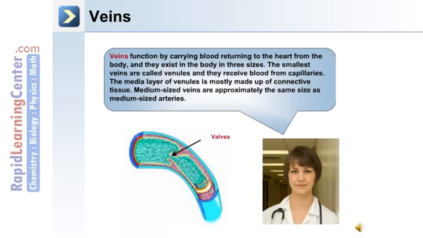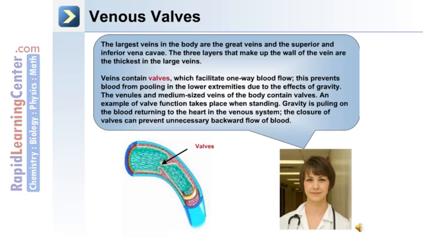The other major blood vessels of the body are the veins. Veins function by carrying blood returning to the heart from the body. They exist in three sizes. The smallest veins are called venules, and they receive blood from the capillaries. The medial layer of venules is mostly made up of connective tissue. Medium-sized veins are approximately the same size as medium-sized arteries. The largest veins in the body are the great veins, the superior and inferior vena cava.